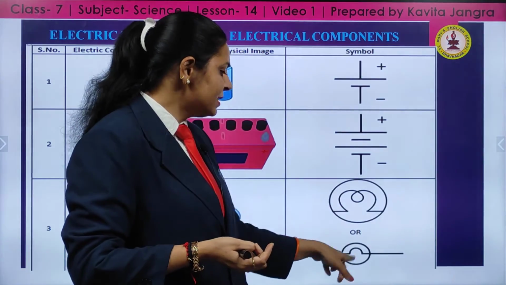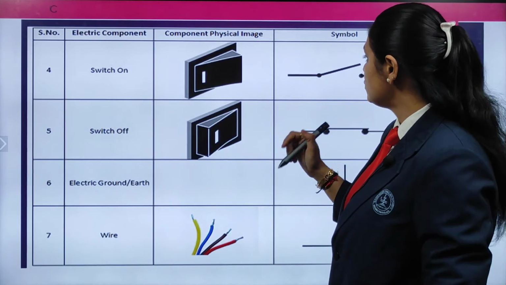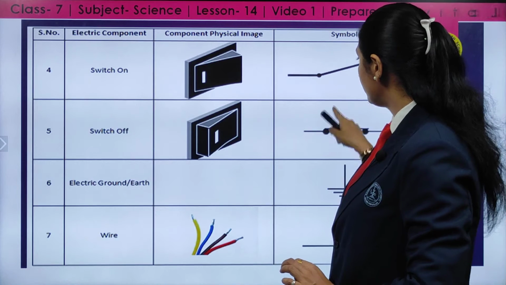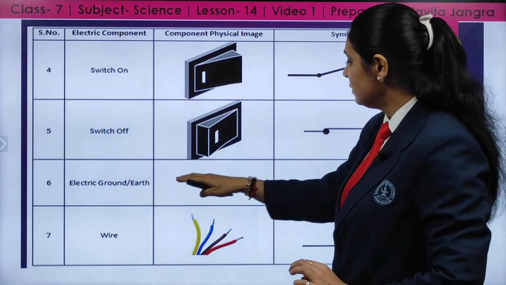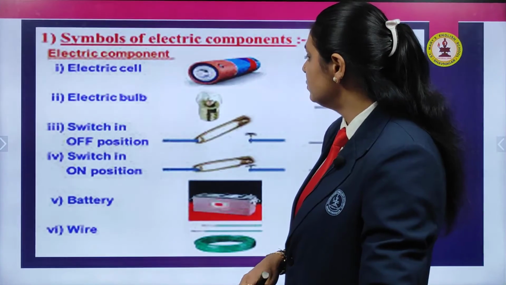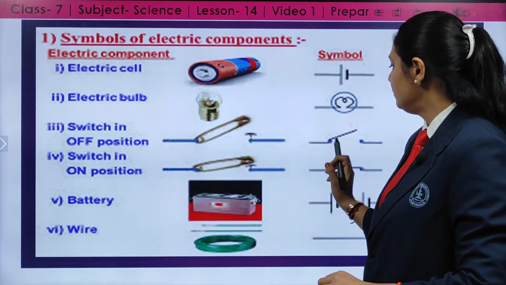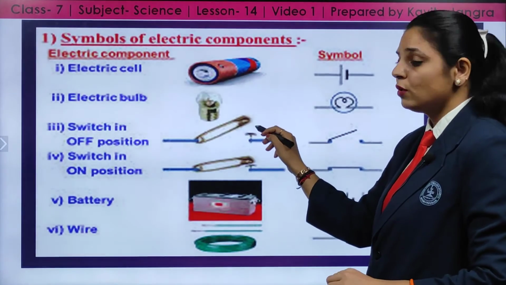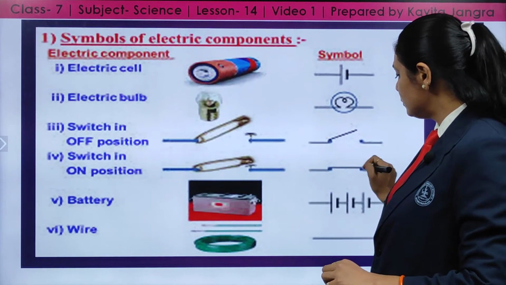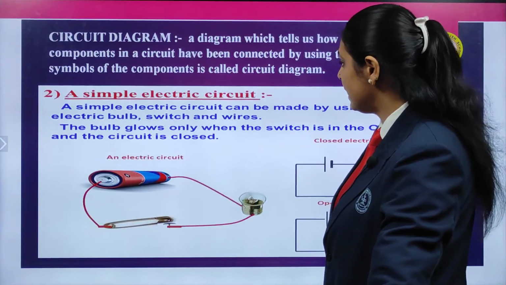And the symbol for the bulb is a semicircle within a circle. When the switch is on, you have to draw it closed like this way, and for off you have to keep it open. And a wire is a simple straight line. This was all about the electrical symbols. As you can see here, the symbol for electric cell, then bulb and open switch. When I switch on, the connection is made, and when off it is disconnected. So these are the different symbols to represent the circuit diagram.